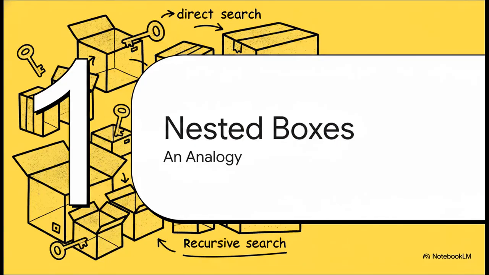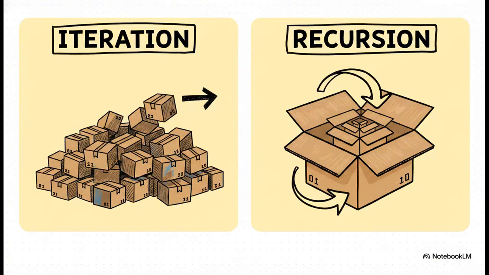So this little thought experiment with the boxes is actually a fantastic way to understand a fundamental choice we make in programming all the time. You have a task that repeats, so how do you tackle it? Let's break down two very different ways to find that key. This slide lays it out perfectly. On the left, we have what I'm calling the pile method. This is iteration, using loops. You'd basically take every single box out, make one giant pile, and then go through them one by one until you find the key.